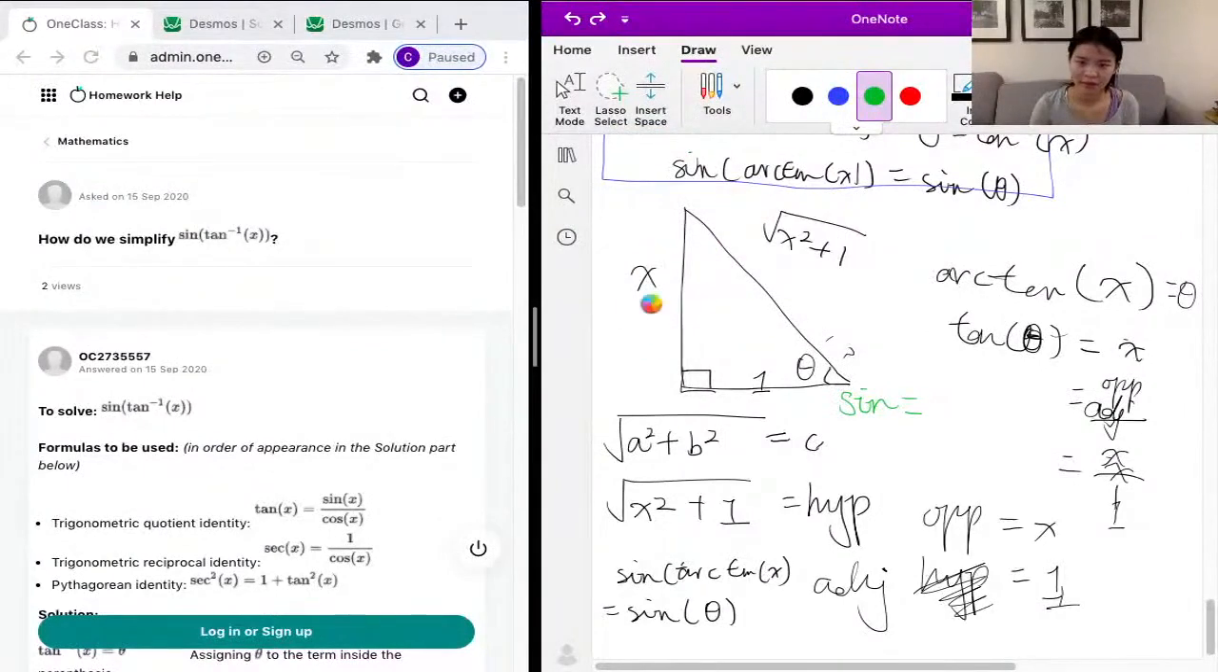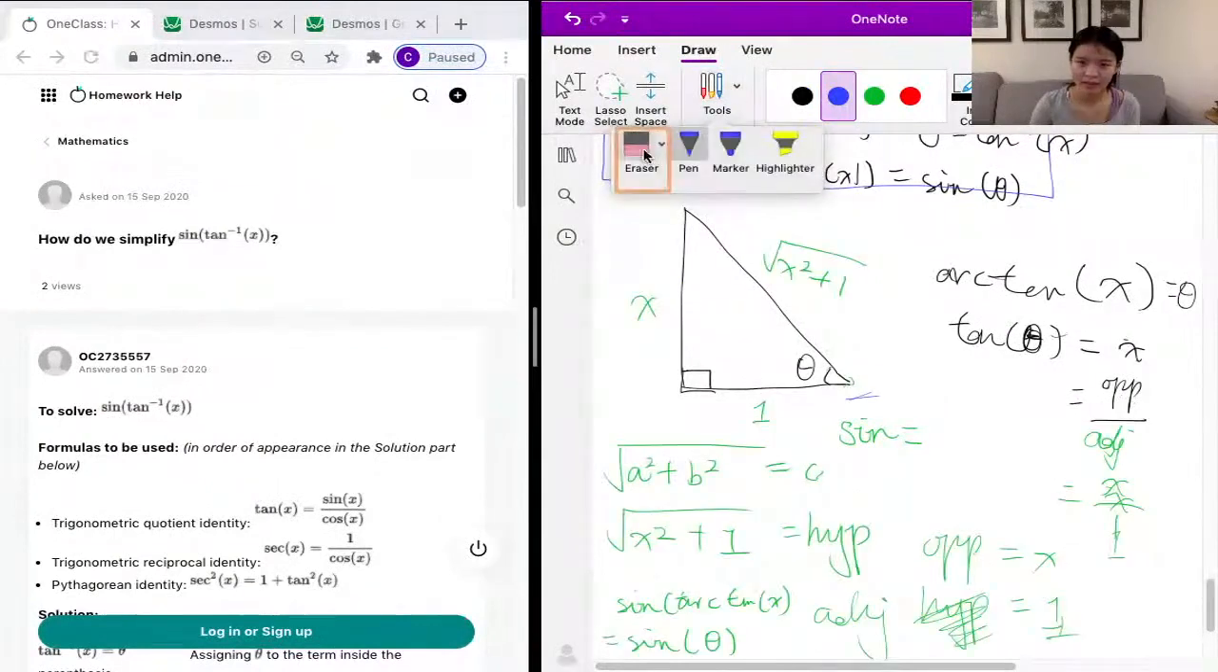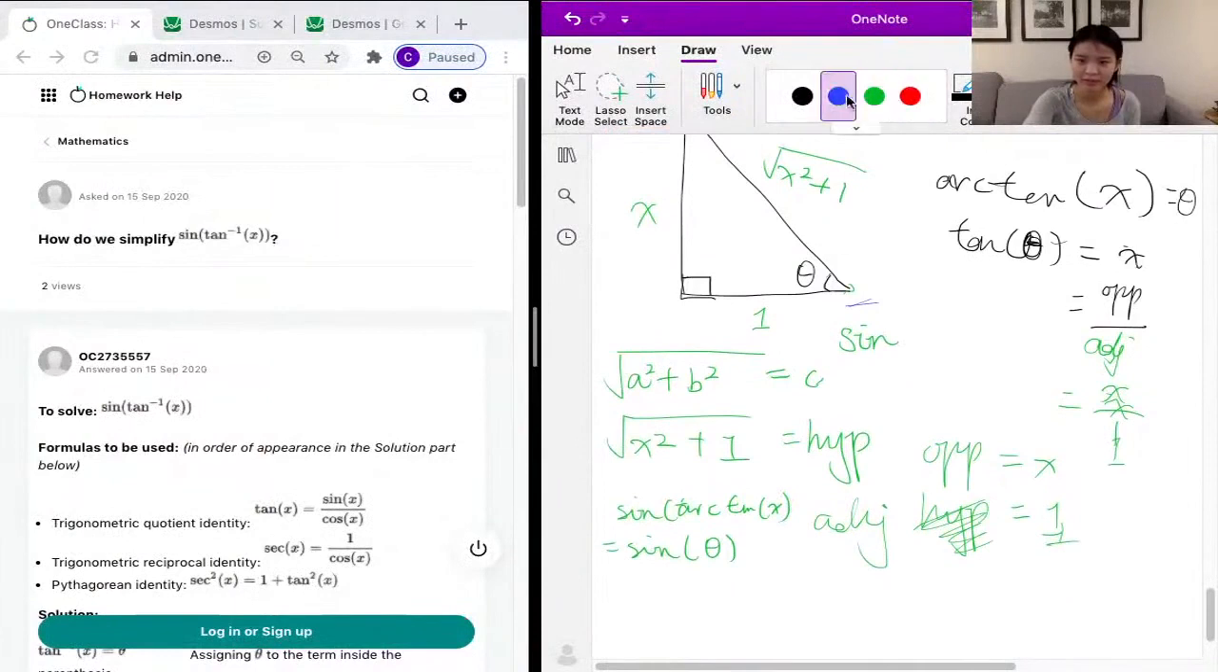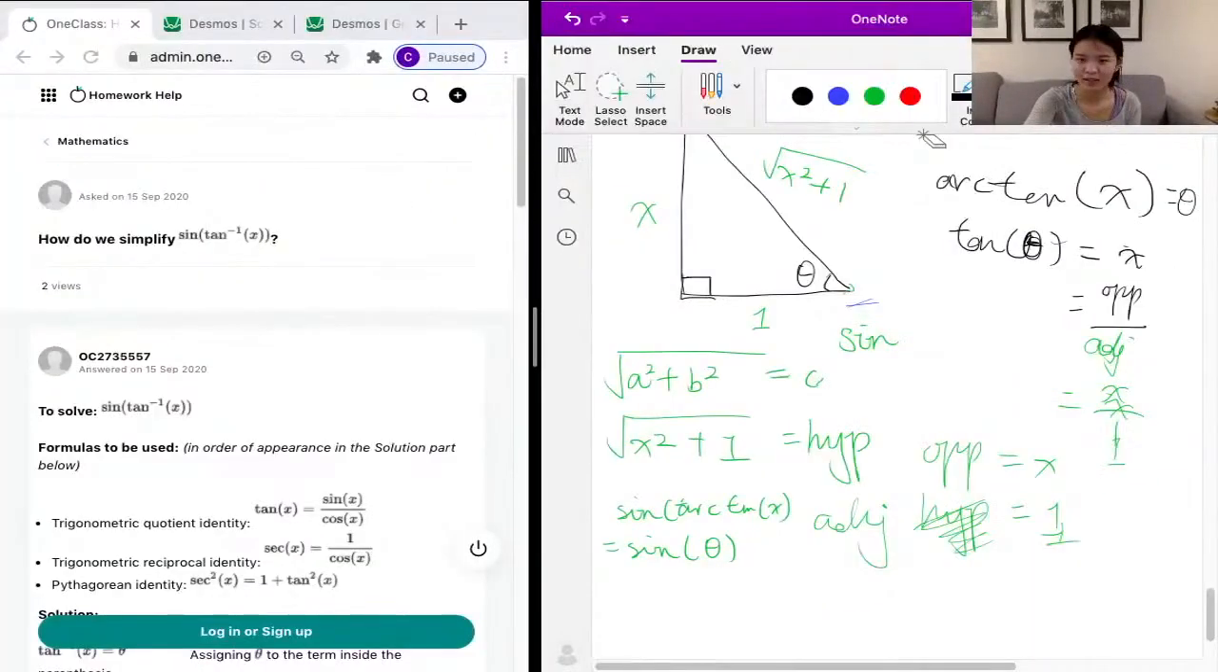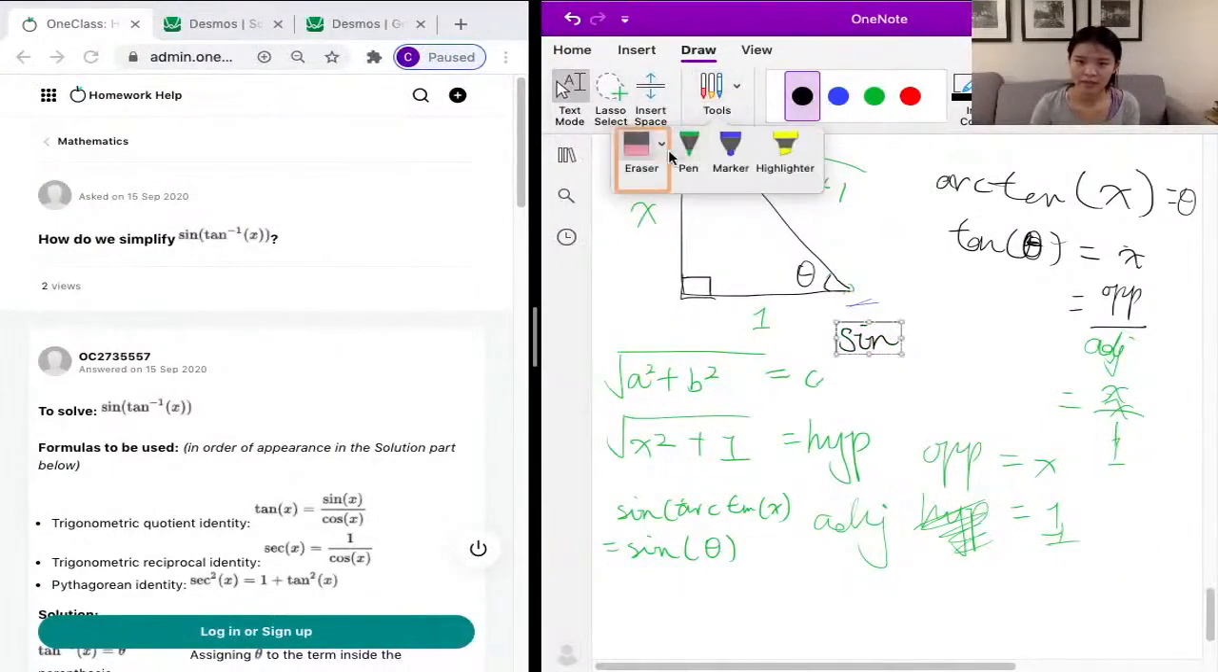Oh, OneNote is not working. But our sine of x, does it start working again? Perfect. It changes the color of everything, but it's working. So let me change it back to black really quickly, and let me continue with our solution.